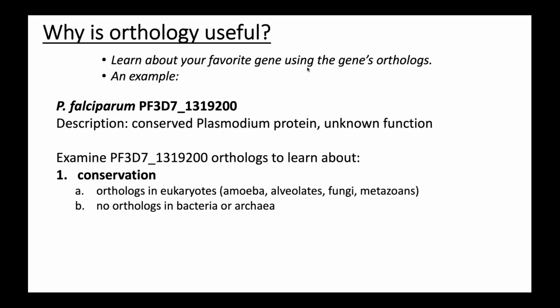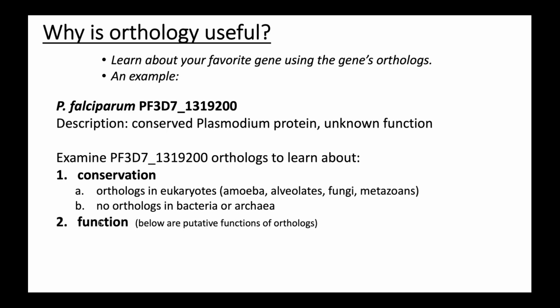So we can look at the orthologs to learn about conservation. What species is it present in, and what species are orthologs not present in? There are orthologs actually in a variety of eukaryotes: amoeba, alveolates, fungi, metazoans, for example, but there are no orthologs in bacteria or archaea. We can already see something there: this seems to be involved in some kind of eukaryotic process.